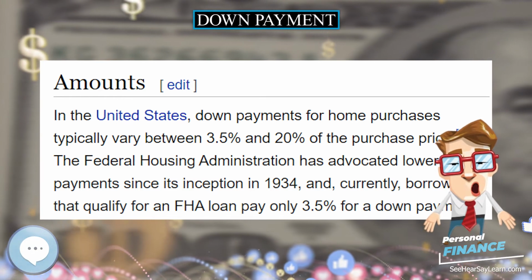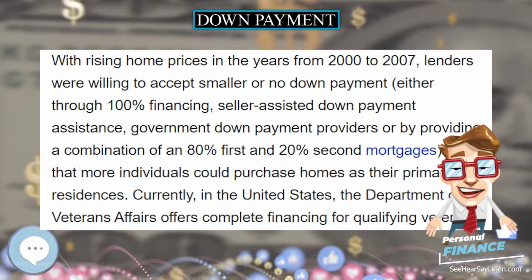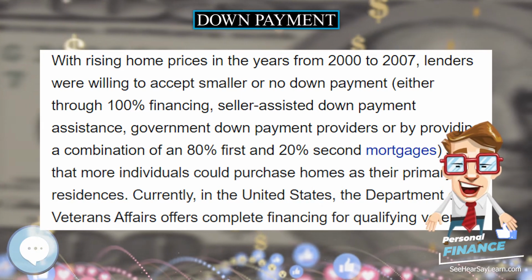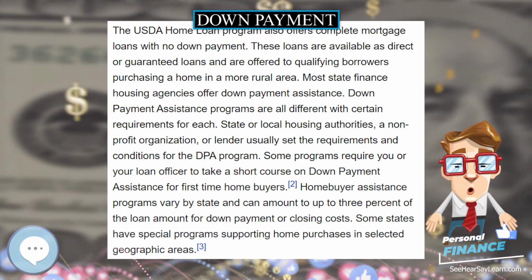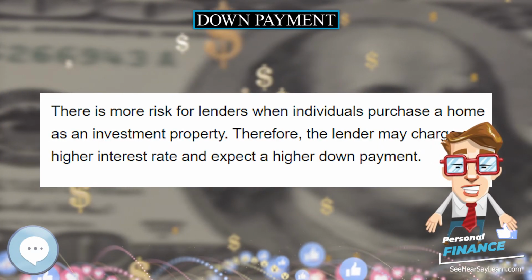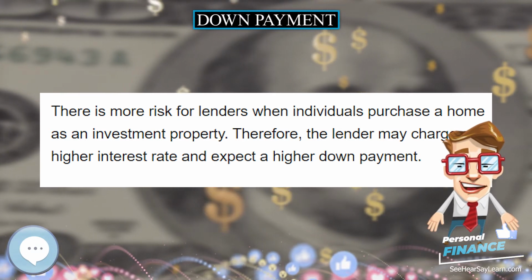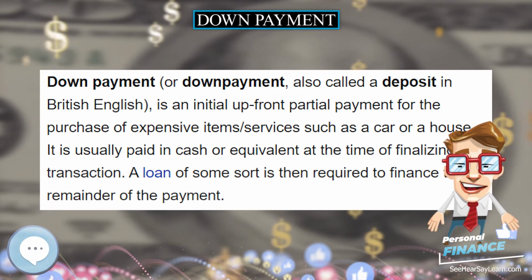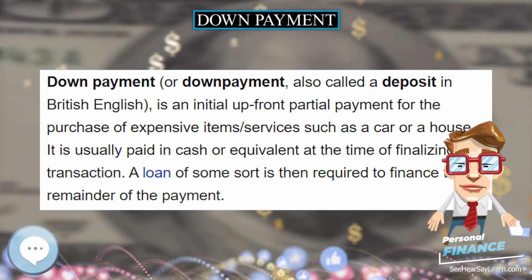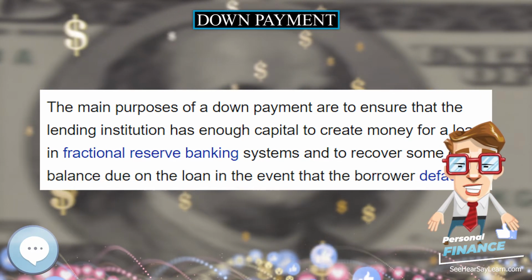With rising home prices in the years from 2000 to 2007, lenders were willing to accept smaller or no down payment, either through 100% financing, seller-assisted down payment assistance, government down payment providers, or by providing a combination of an 80% first and 20% second mortgages, so that more individuals could purchase homes as their primary residences.